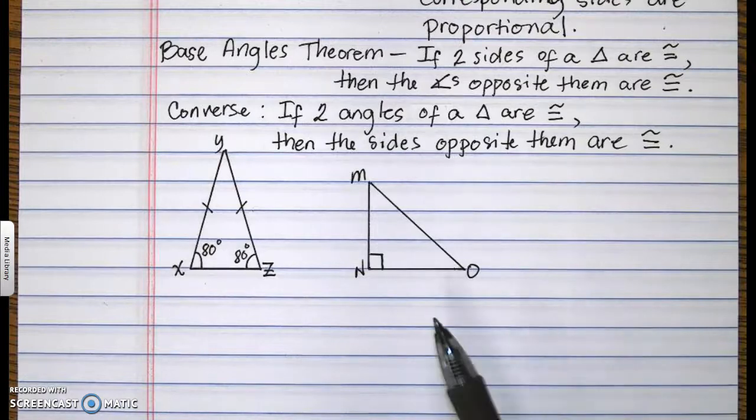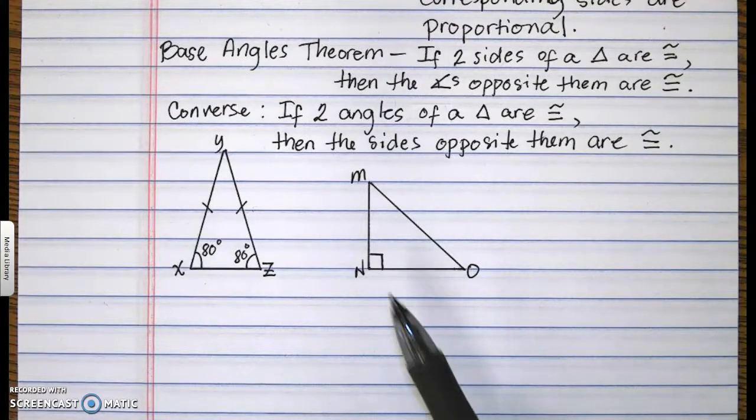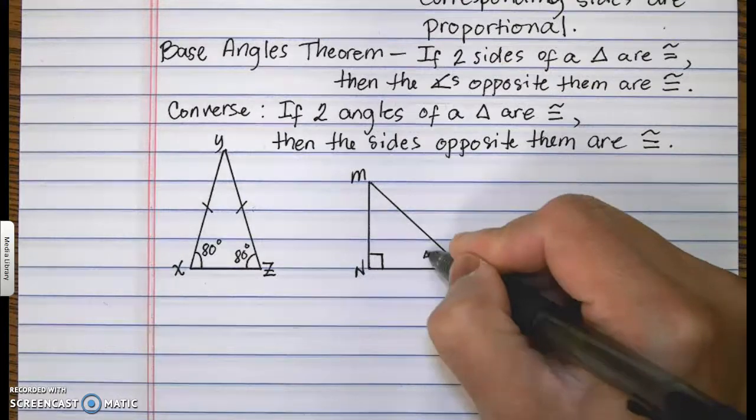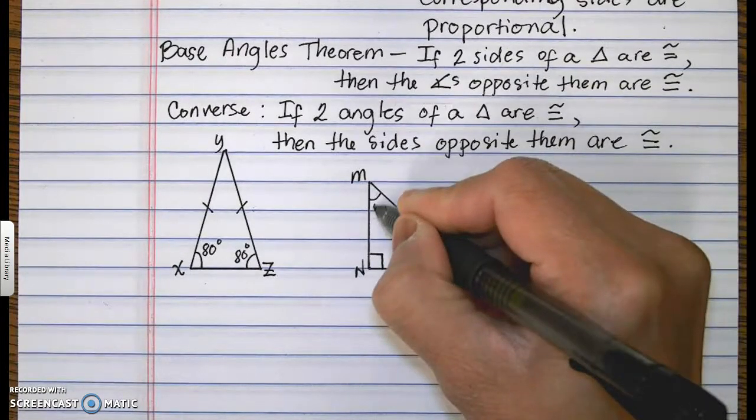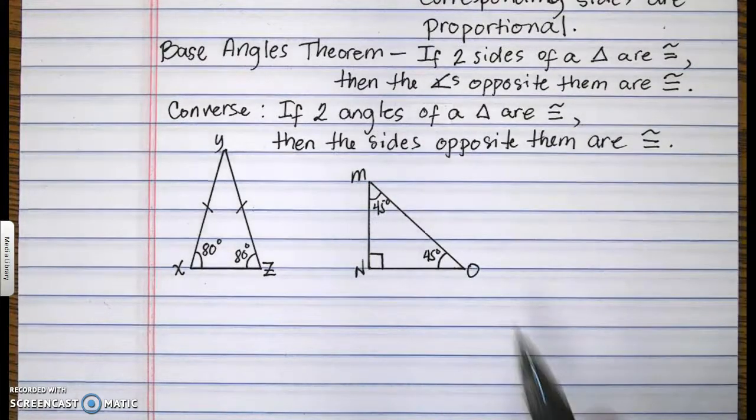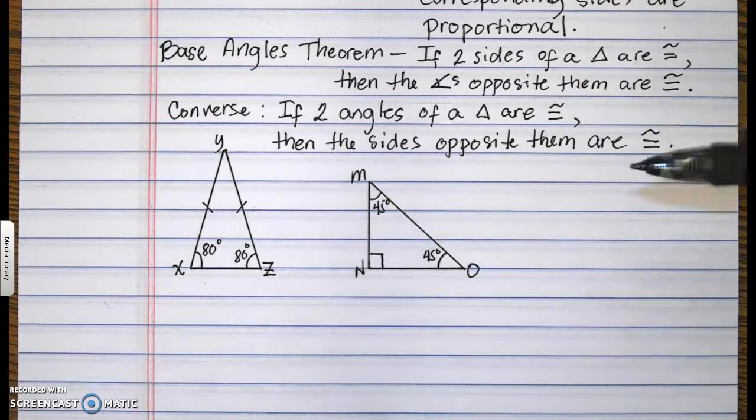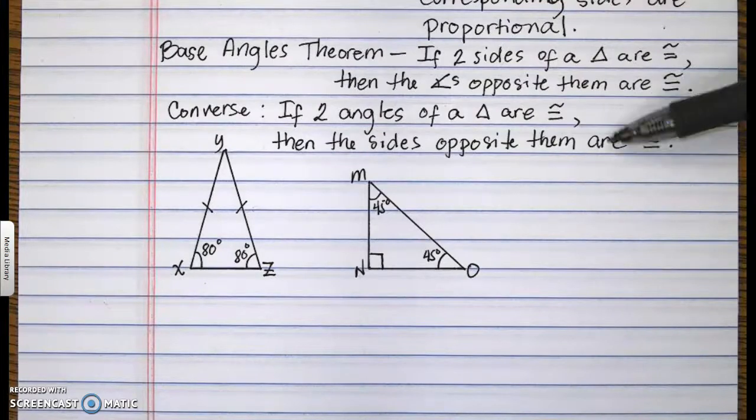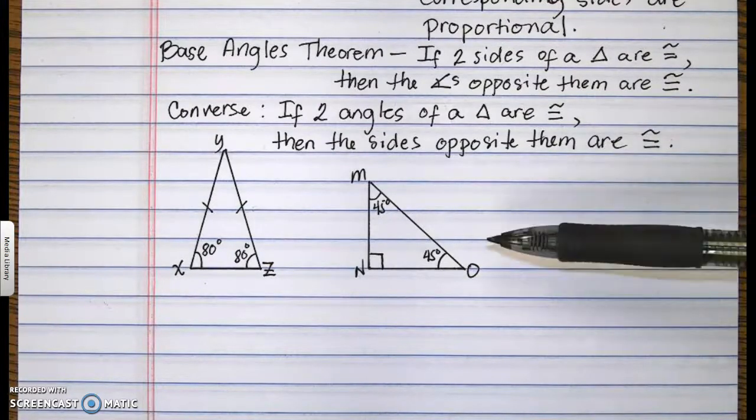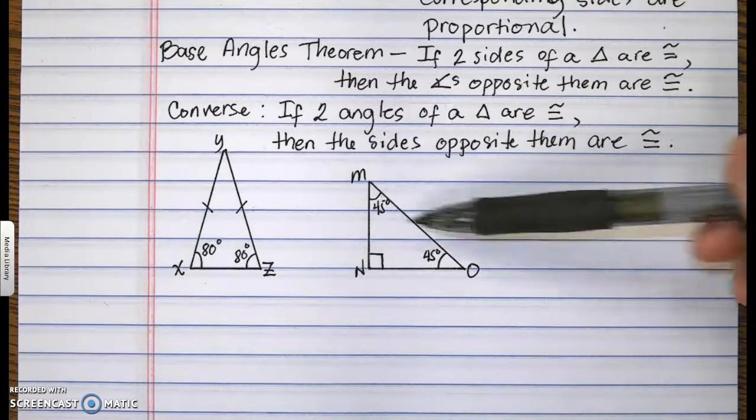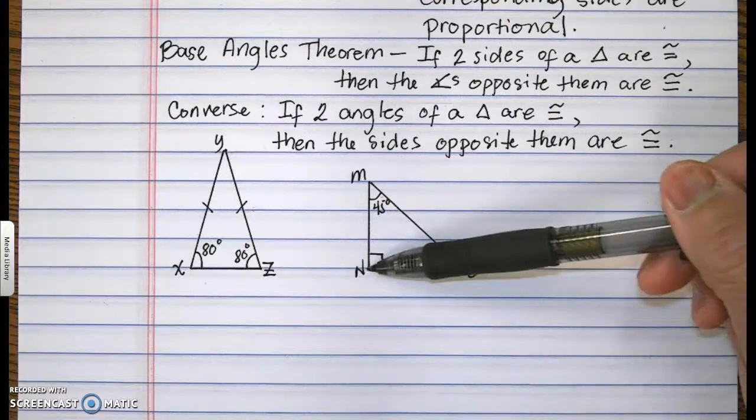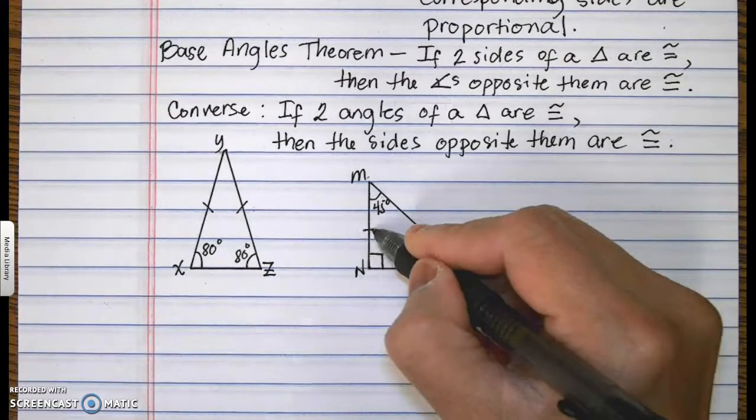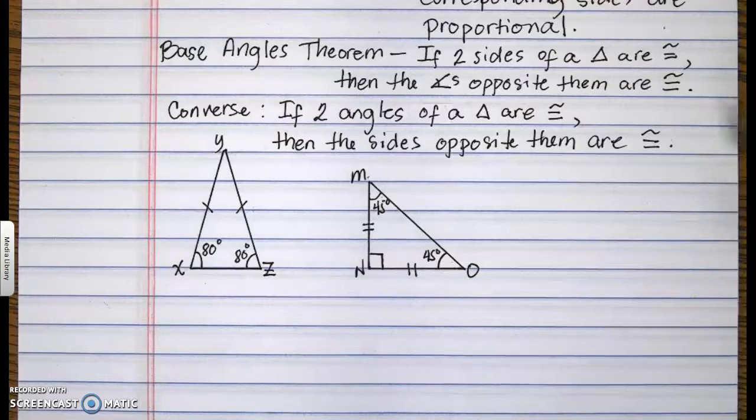Let's look at example number 2. I have here a right triangle, and with my right triangle, I am going to give this as given. I will say that this is 45 degrees, and I will say that this is also 45 degrees. Because the base angles are congruent, I'm now working on the converse. The converse says that if two angles of a triangle are congruent, then the sides opposite them are also congruent. In this case, what I gave was that the two angles right here are congruent. Therefore, you can conclude that MN is congruent to ON. So these two right here will definitely be congruent by the converse of the base angles theorem.